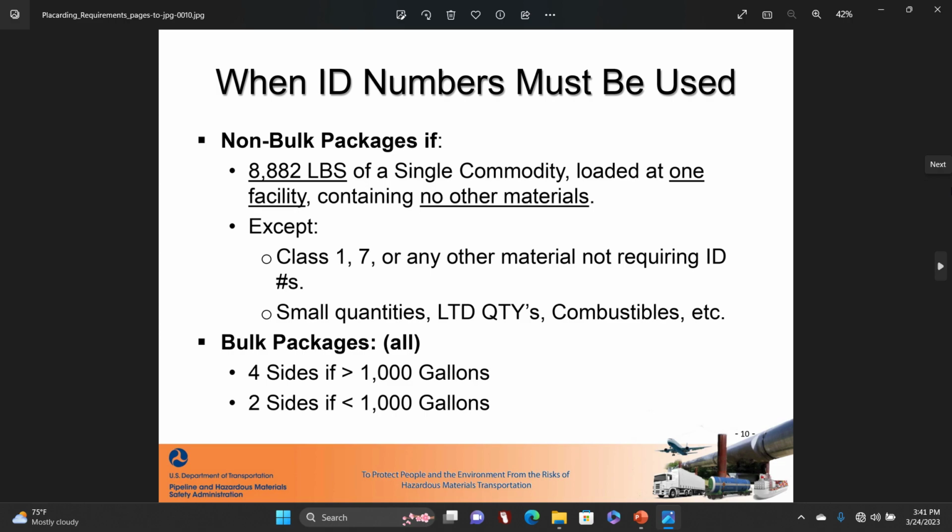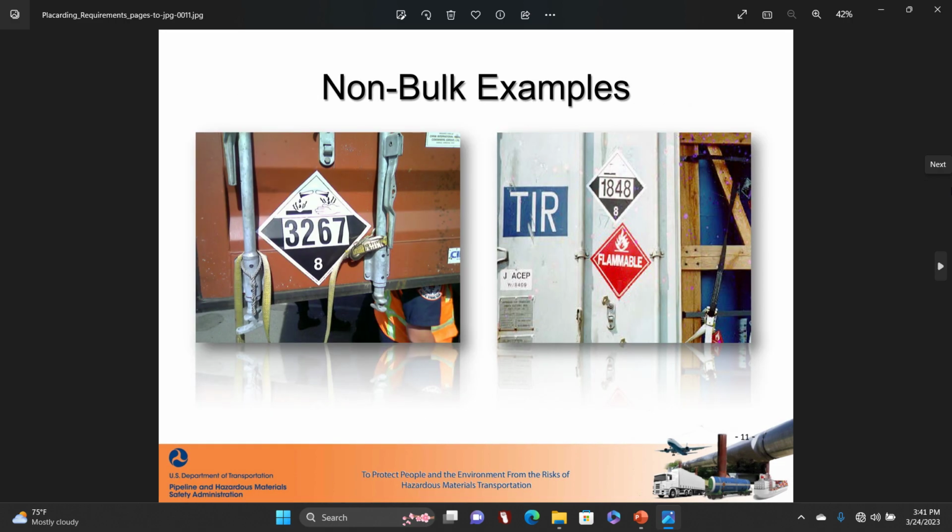So remember, a bulk package, this is just one example, a bulk package is any one commodity over 8,882 pounds loaded at one facility containing no other materials. So if you have a manifest and you have one item or one line that's over 8,882, it's bulk. You have to use the UN number. This is a terrible example of non-bulks because the only non-bulk placard up here is that flammable one on the bottom right. Okay, the other two, the 3267 and the 1848, are bulk placards.